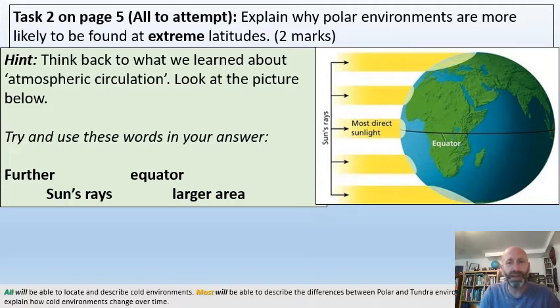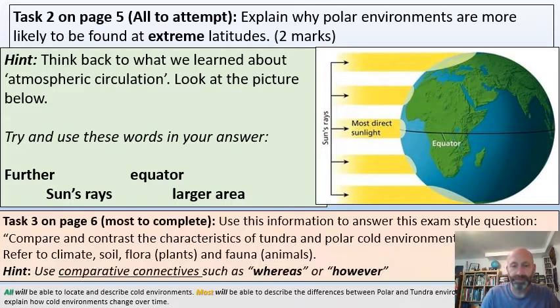And then think about what's happening to that same level of insolation, sunlight, at the very far north and south. And think, how does that explain why these polar environments are found at the extreme north and south latitudes? And see if you can use these 4 keywords: further, equator, sun's rays, larger area, in your answer. Okay, and that's on page 5.